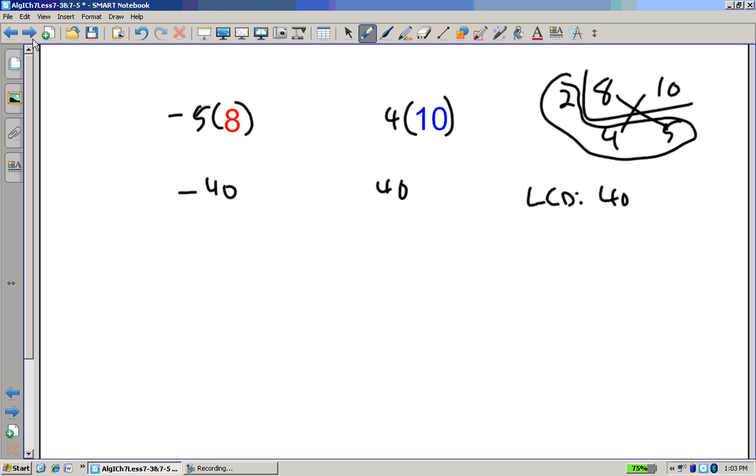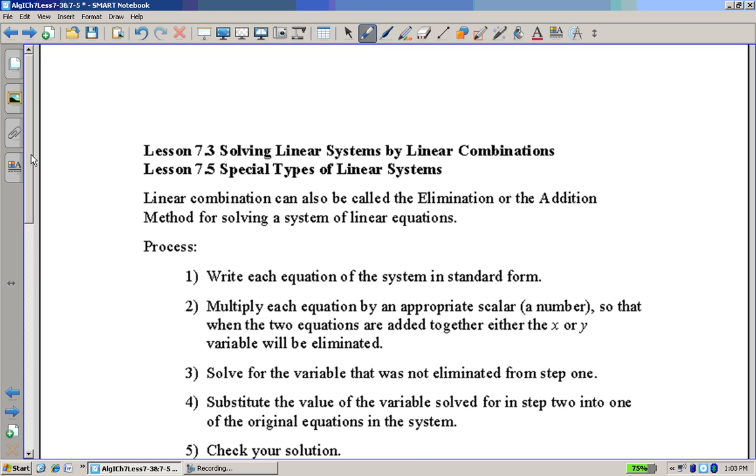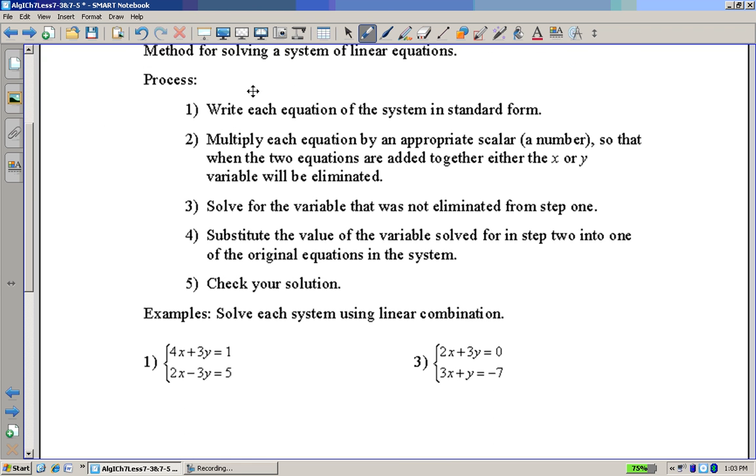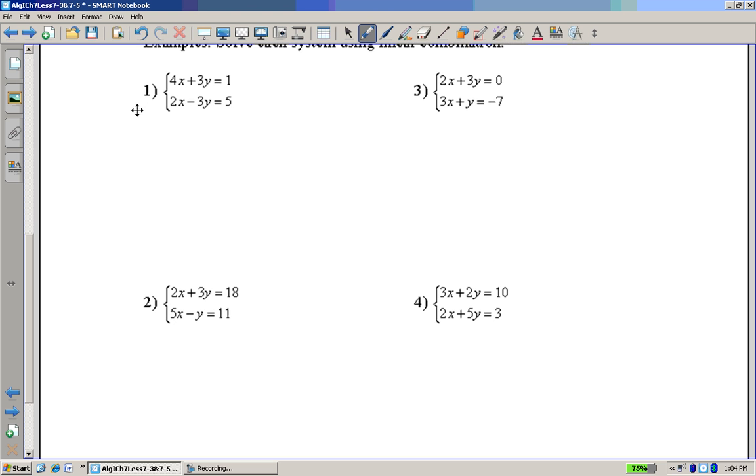You may be wondering, why in the world have we been doing this? Well, the reason has very much to do with the system of linear combination. You have instructions here on your sheet, but I'm just going to jump right in. Number 1, first of all, I'm going to rewrite them with a little bit of color.